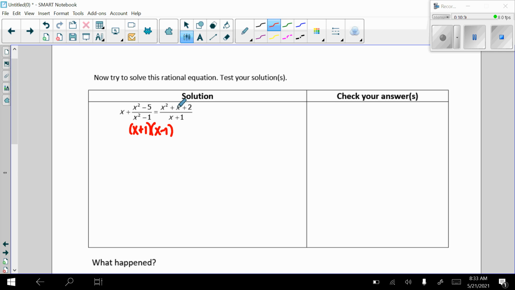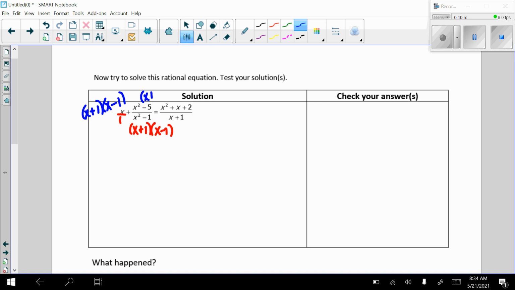We can try to factor this, but it doesn't factor. So what we know is that this is our least common denominator, right? In other words, this has x plus 1. This would need the x minus 1. This is x over 1, so that needs everything. So we're going to multiply each and every term by x plus 1, x minus 1.